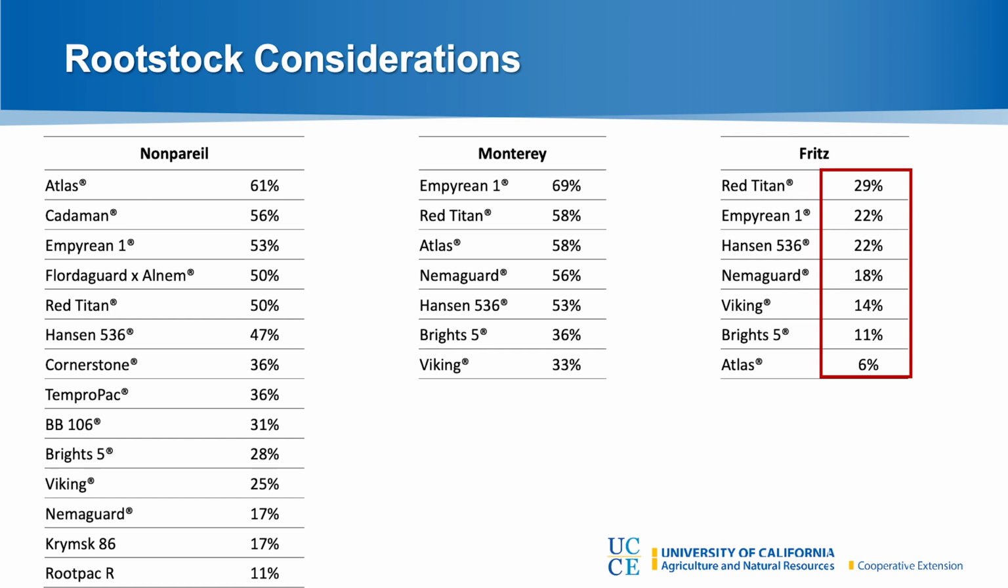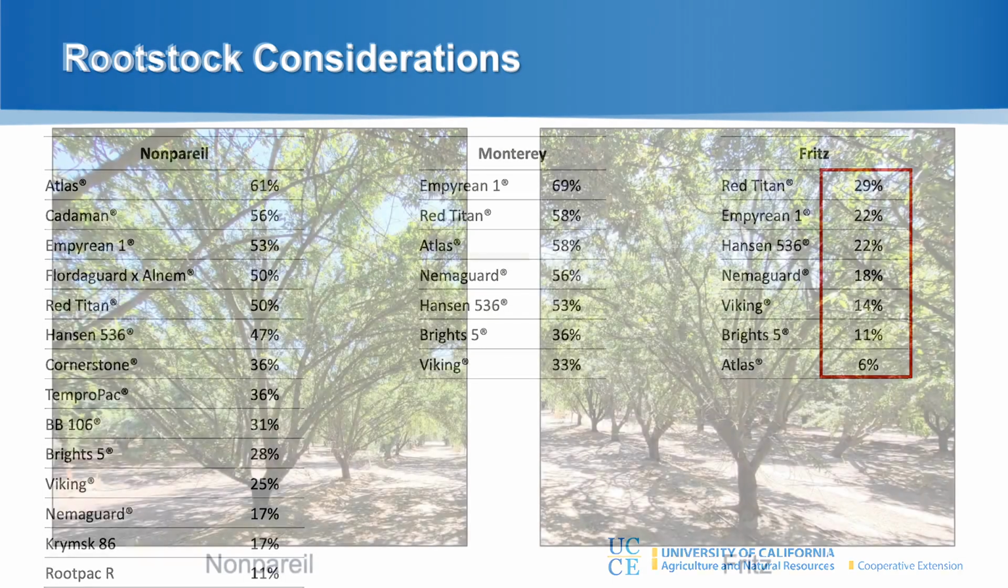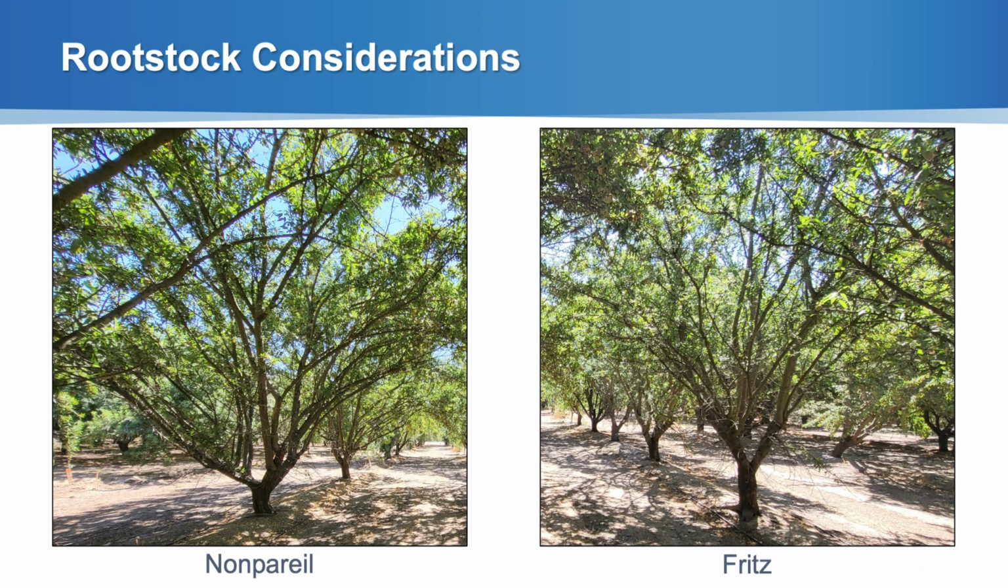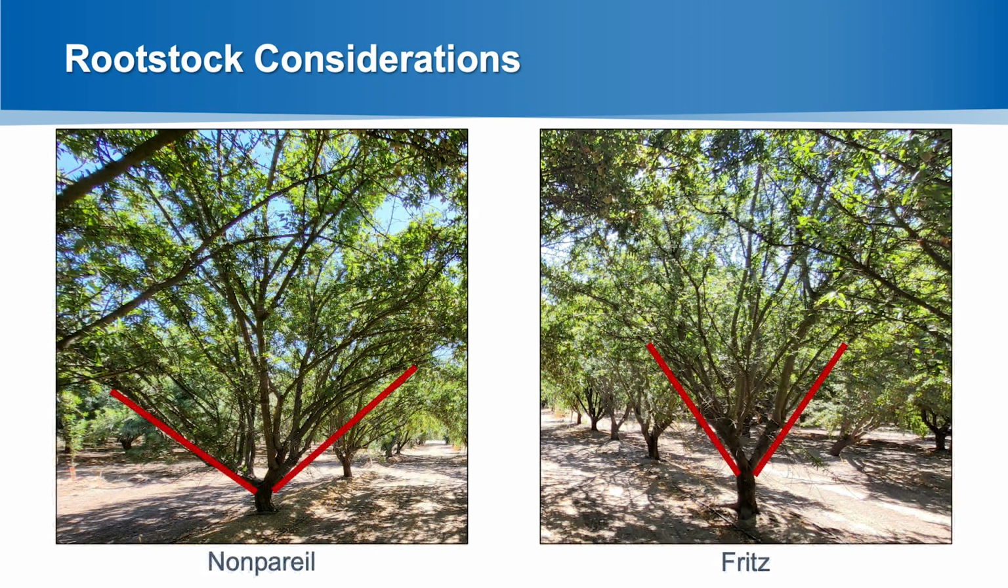So Fritz and Monterey had the same exact rootstocks, and nearly all the Fritz had lower instances of replants and diseased trees. And also it was fairly low when you compare them against the nonpareil. What's something about Fritz, for any of you almond growers, that's a little bit different when you compare it to nonpareil and Monterey? I won't grade you. If I put that up, does it help?